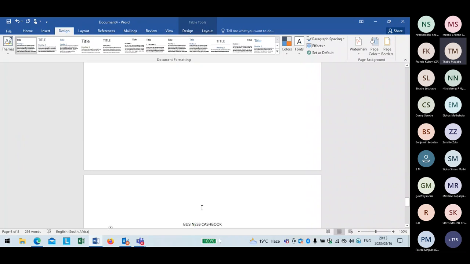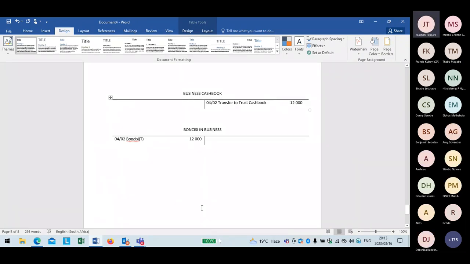Yes, sir. I just want to ask, what does the 12,000 have to do with the 30,000? I know they are saying the 30,000 bounced, but how is the 12,000 connected to that, and why should it be reversed? Because we paid money to SARS, 12,000, thinking that we have 30,000 in the trust account. So when the 30,000 gets reversed later, it affects our books of account. Now we are left overdrawn with 12,000. Okay, thank you.